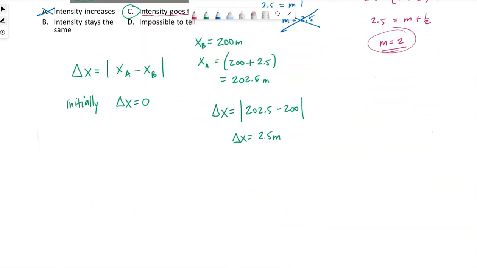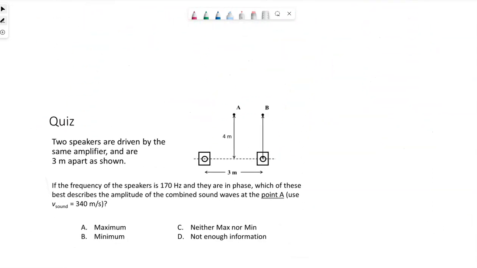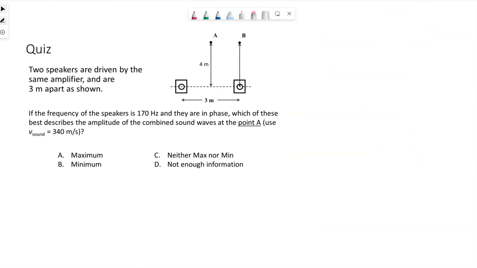All right, we have another question here. What do you think about this? Correct answer here is A. Maxima means constructive interference. Minima means destructive.